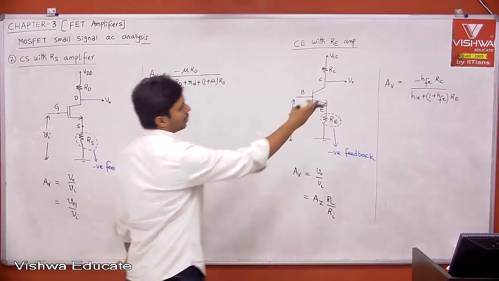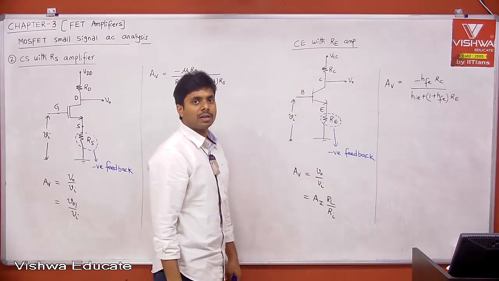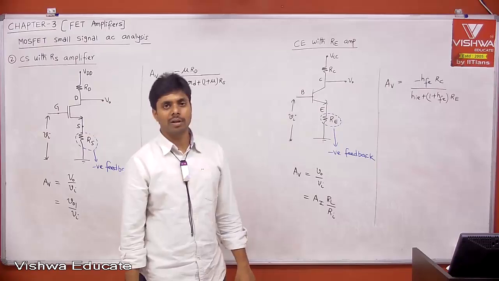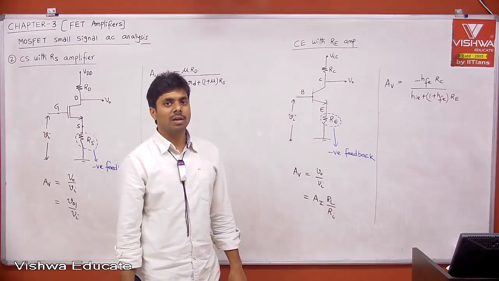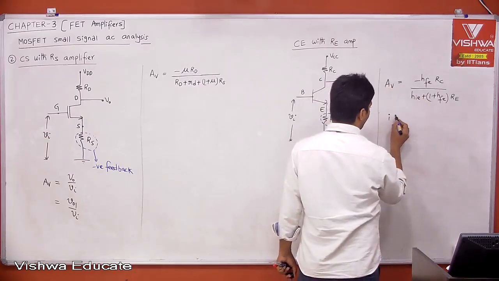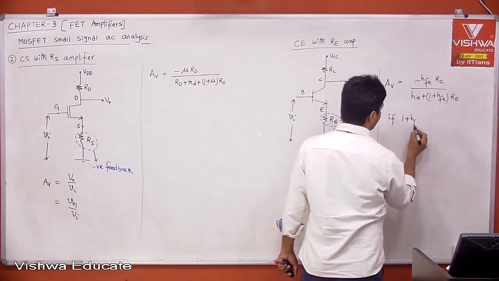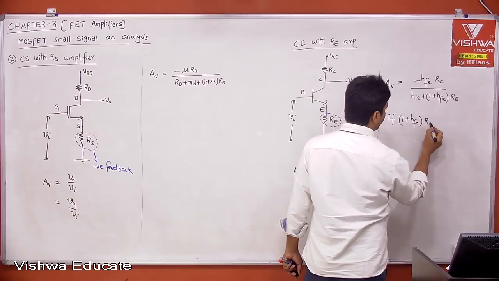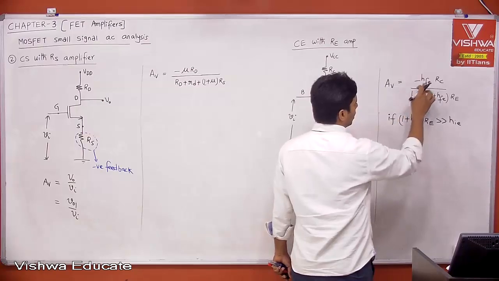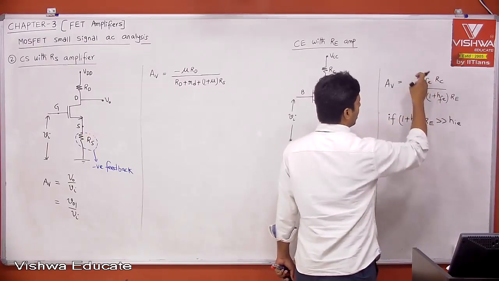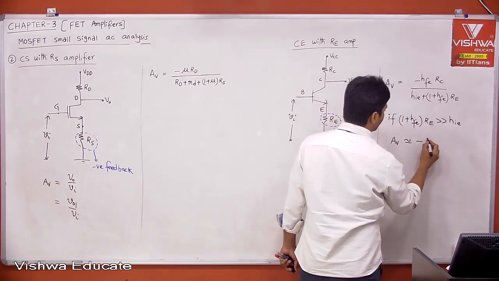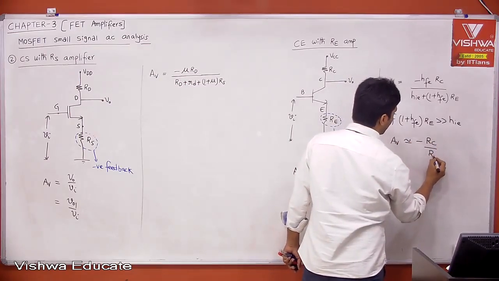Now, still it is depending on H parameters, therefore it is not stable. That's why I told you, it is like AF, the voltage gain with feedback, equal to A by 1 plus A beta. I already explained: if A beta is very much greater than 1, then AF is equal to 1 by beta. Similarly, to make it independent of H parameters, if 1 plus HFE into RE is very much greater than HIE, then I can neglect HIE, and HFE by 1 plus HFE is approximately equal to 1, so they cancel. Then your voltage gain is approximately minus RC divided by RE.